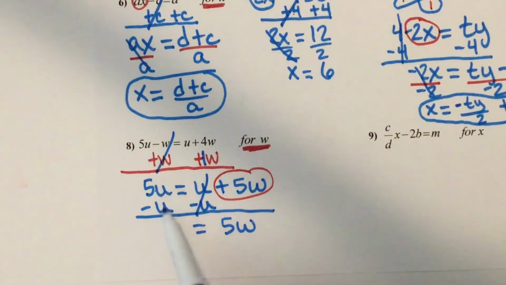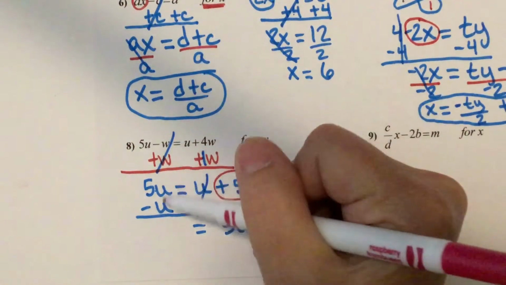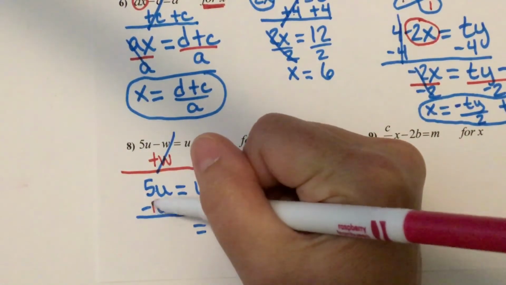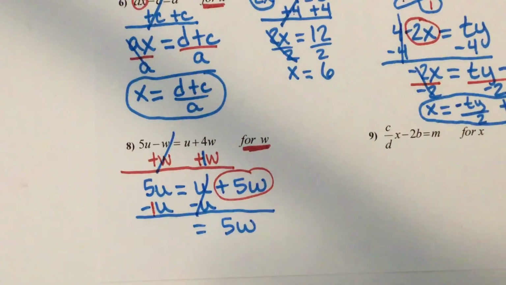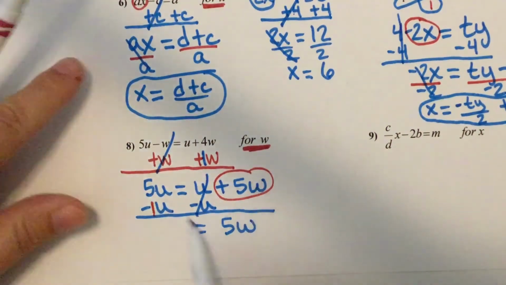Now, can you actually subtract these? You can. They're like terms. They both have u's. So remember, there's a 1 here that you don't see. So 5u minus 1u is 4u.